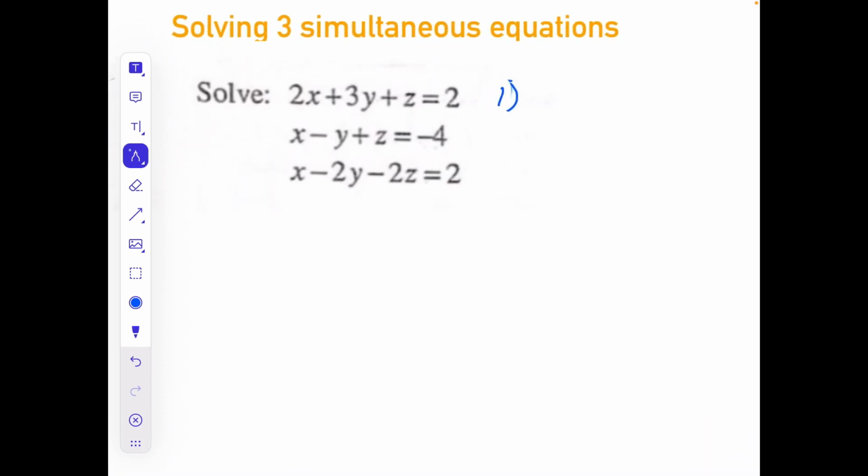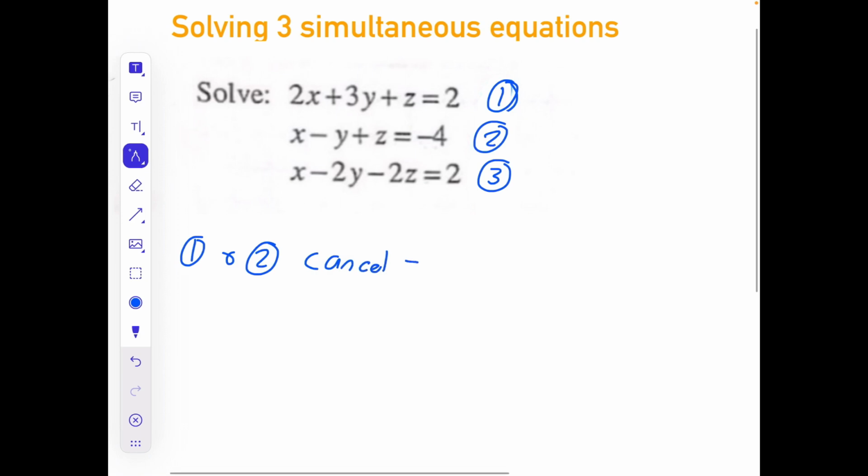Okay, so first I'm going to label my equations as 1, 2 and 3. Now first I'm going to take equations 1 and 2, and I'm going to look at what variable or what letter I'm going to choose to cancel. I'm going to go with z's. And I'm going to write down what I'm going to cancel. You'll see why later on.